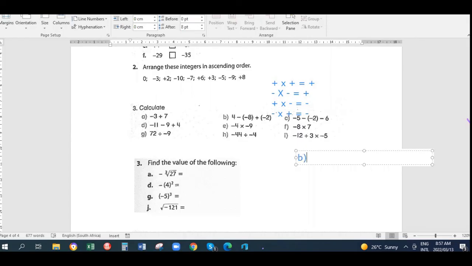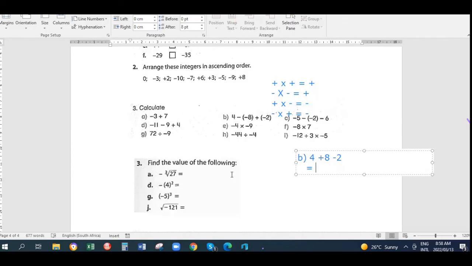I'm going to start from the second step. It will be 4. We have a negative times a negative, so that becomes positive 8. That's 2 of the same signs, which gives you a positive 8. Now we've got 2 different signs, a positive times a negative, which means now a negative 2. Then you're working out your answer.